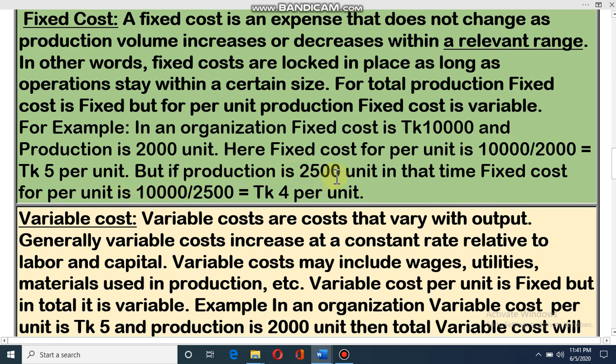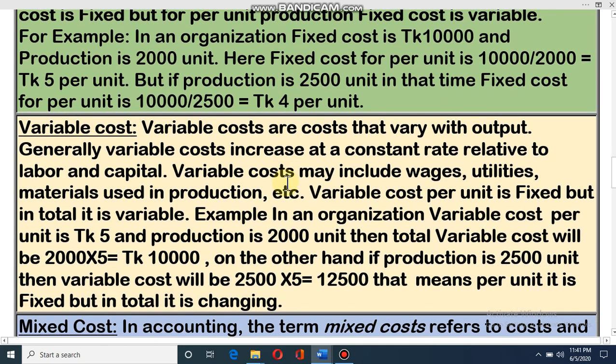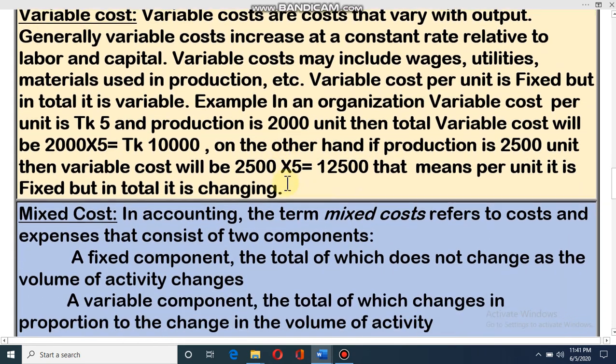But if production is 2,500 units, at that time fixed cost will be taka 4 per unit. That means it varies. When production units change, fixed cost per unit will not be fixed. If it is 5,000 production units, then it will be taka 2 per unit. If it is 1,000, then taka 10 per unit. That means if production volume is changing, then fixed cost per unit also will change, but in total it is always 10,000. That's why it is called fixed cost. Dear student, I hope you understand. Now, variable cost.